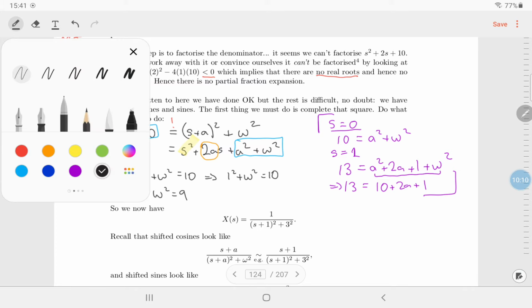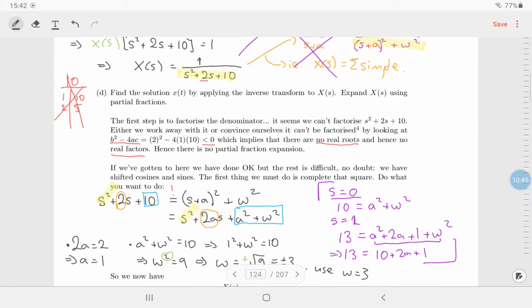Now, algebraically, there are 2 solutions to this. So if you do square root of both sides, you have to be careful that there's actually 2 solutions, but we actually only need one of them. So plus or minus 3, but we'll use 3. Okay, so if you go back to the s squared plus 2s plus 10 must be equal to s plus a all squared plus omega squared, we find that a is 1 and omega is 3.